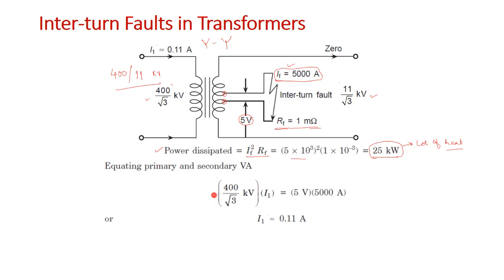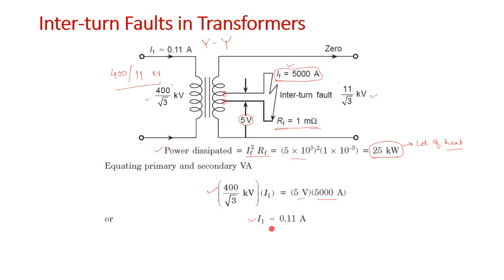Is it possible? Let us see. So let us calculate the reflection of this current. In order to find that, let us say the load current is 0 here, and hence we can find the exact reflection of this secondary fault current in the primary side. So if we find that just by putting V1 I1 equal to V2 I2, now I can say 400 by root 3 kV times I1 equals 5 volt, the voltage across the interturns, times 5000 amperes.